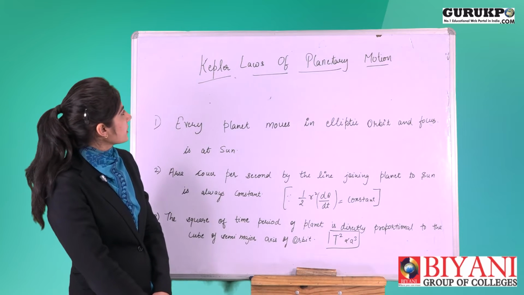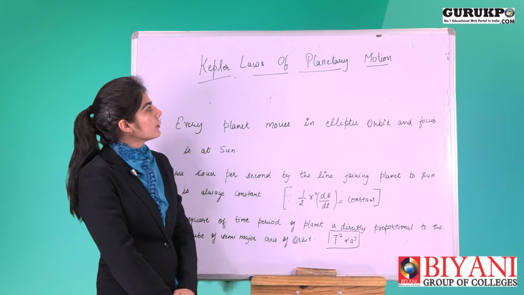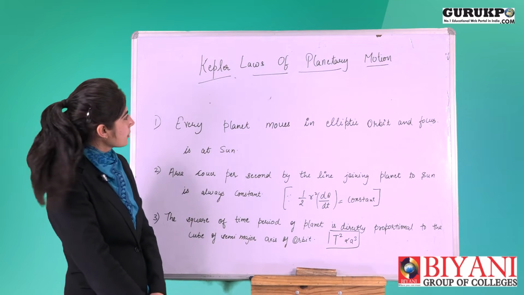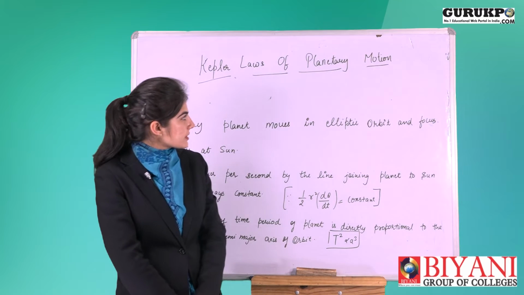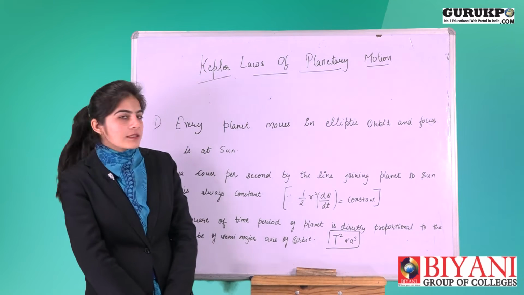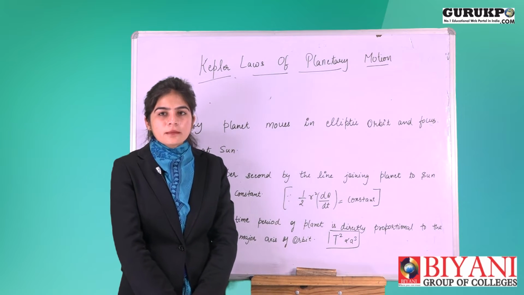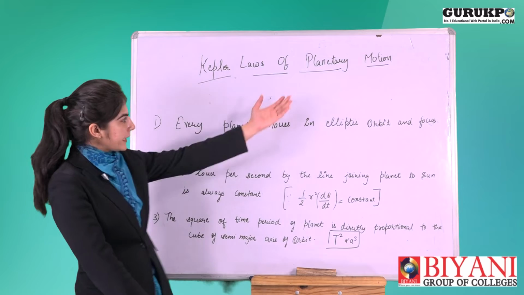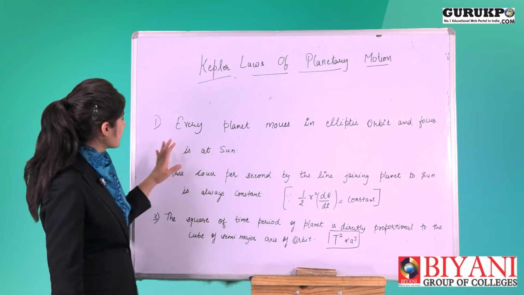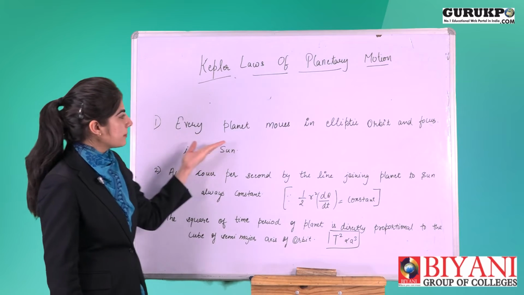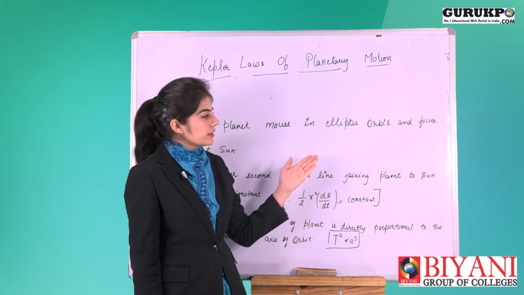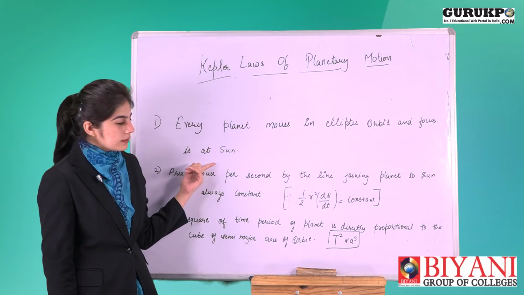Today my topic is Kepler's law of planetary motion. Before starting, Kepler in 1609 discovered some laws for planetary motion of an orbit. The first law is: every planet moves in an elliptical orbit and the focus is at the Sun.